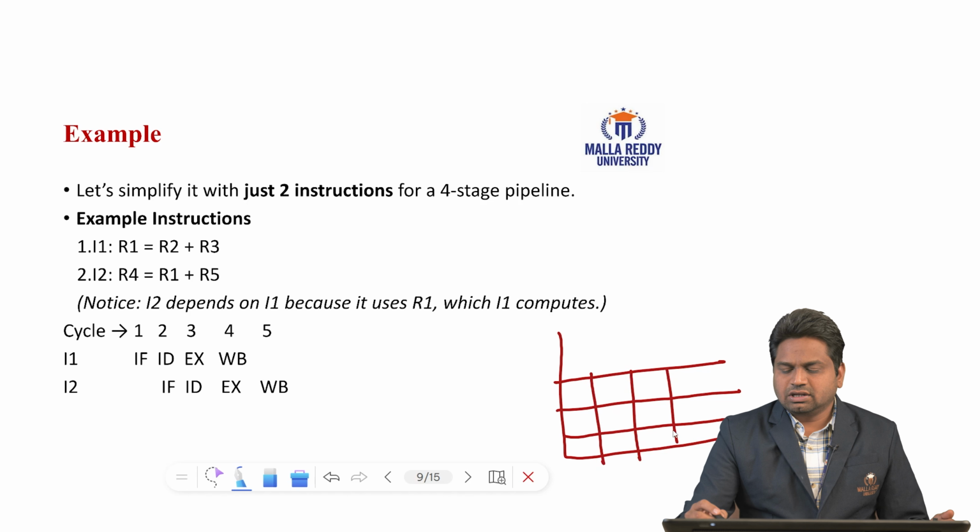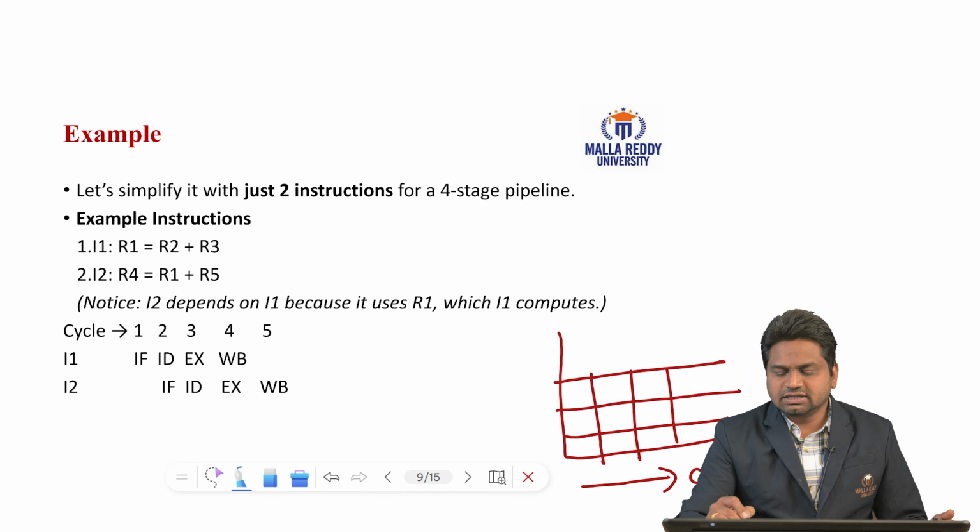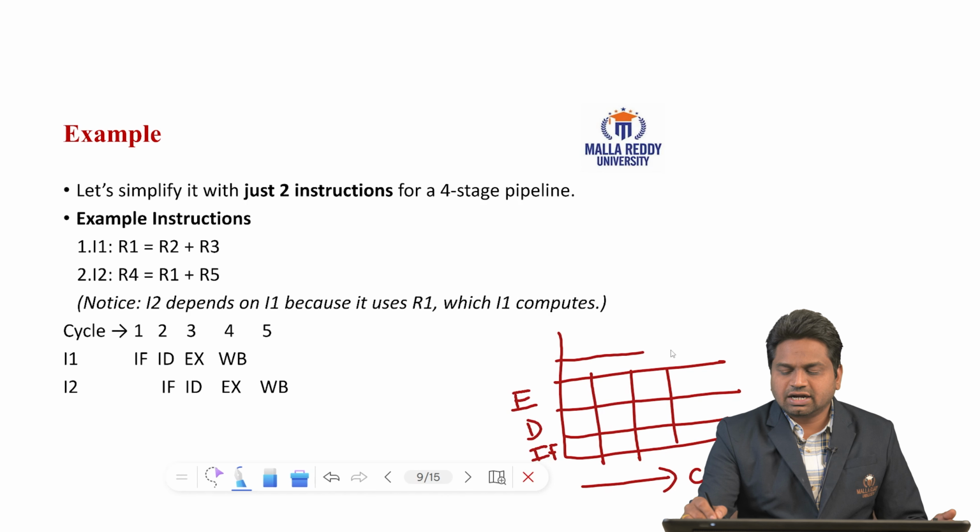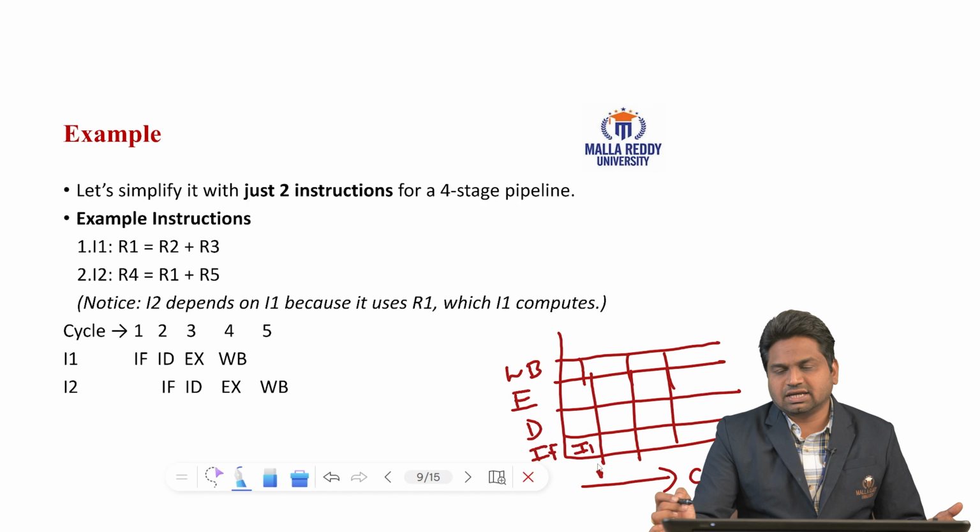2 instructions. Time we can represent with the clock cycles. And these are the stages: the instruction fetch phase, the decoding phase, the execution stage, and the write back stage. These are the 4 different stages. So first, I am taking the instruction which is in the instruction fetch phase, in the first clock cycle of time.